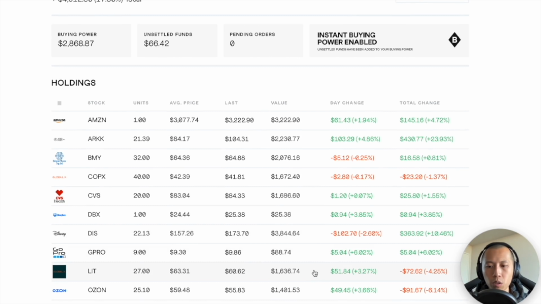I added a little bit more into LIT just because as it corrected, I wanted a little bit more exposure in the battery supply chain. It's not that I don't already have enough. I just wanted more exposure to the battery supply chain. That's all. Ozone I didn't touch.